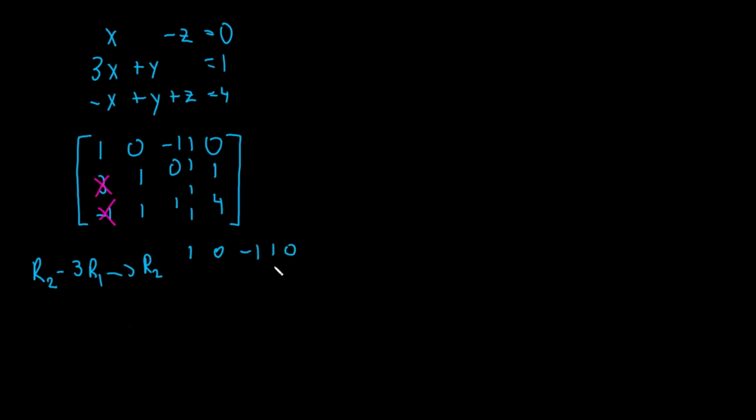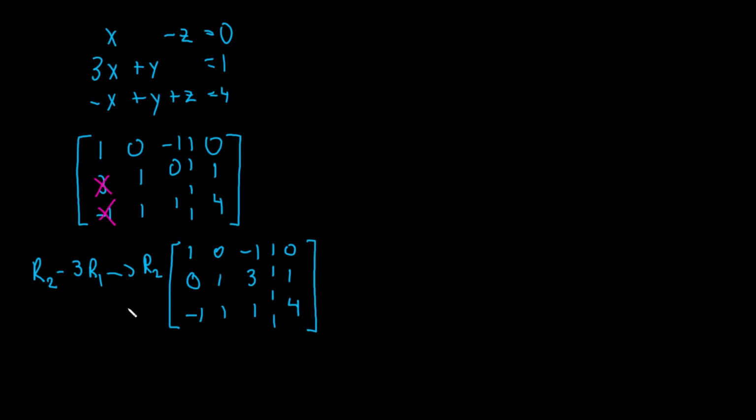We're adding on this column. So here 3 minus 3 is 0. 1 minus 0 is 1. 0, so 0 minus minus 3 is 3. And 1 minus 0 is 1. Okay? And the last row, sorry, remains the same because we're only affecting row 2 of our final matrix.